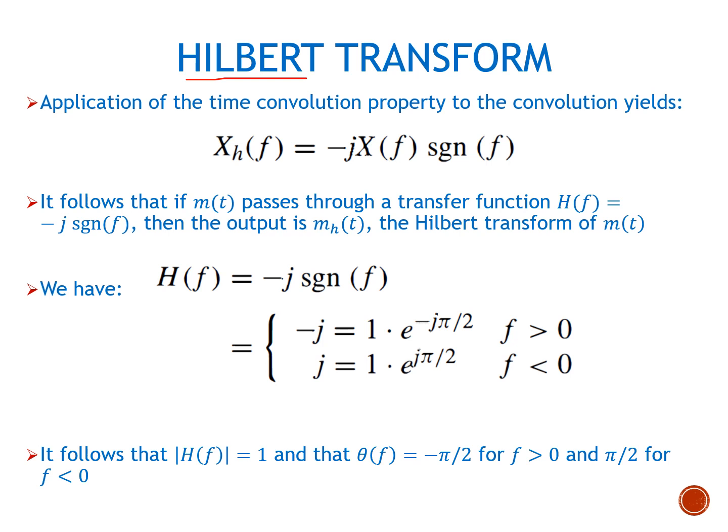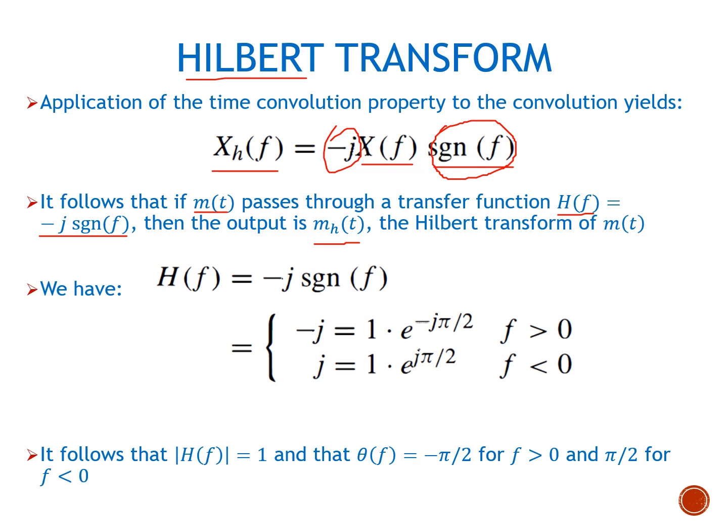For a signal x(t), the Hilbert transform X_h(f), in the frequency domain, is equal to minus j X(f), which is the Fourier transform of x(t), times sign of f. Now, from this definition, if there is a signal m(t) and it passes through the transfer function H(f), which is equal to minus j sign of f, then at the output we will get the Hilbert transform m_h(t), which is the Hilbert transform of m(t).